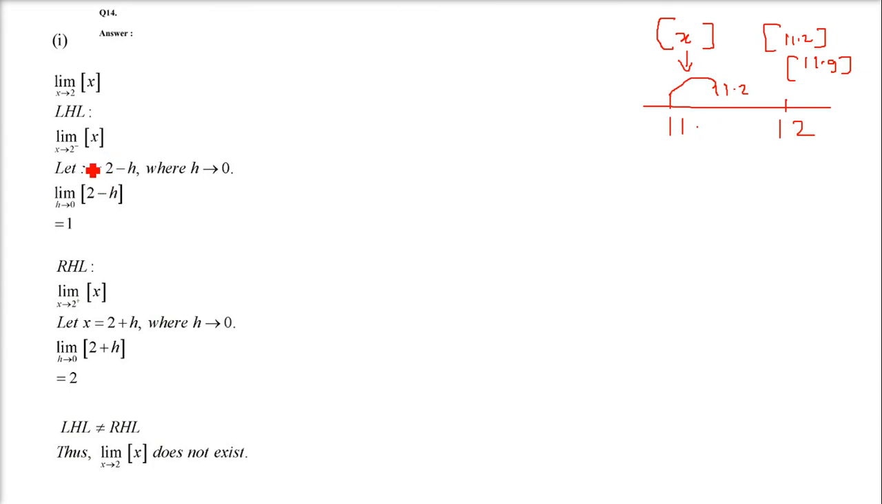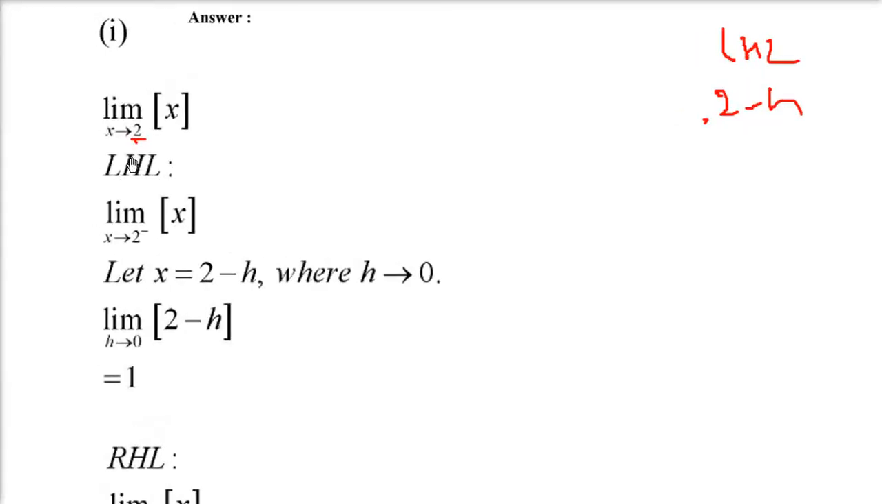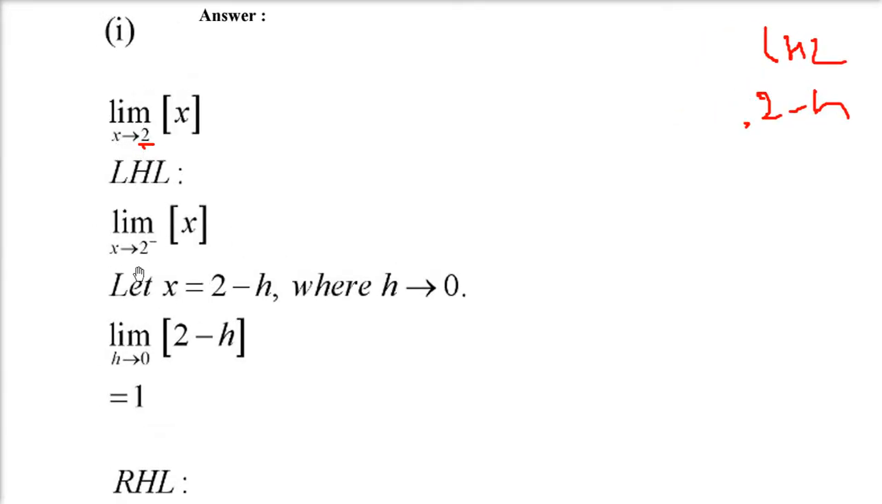Now let us go to the question here. We have limit x tends to 2 of the square bracket, that is the greatest integer function x. So we have the left hand limit, LHL, where x tends to 2 minus h, and on the right hand side we use 2 plus h. Now 2 is the critical point, x tends to 2. So first we put the left hand limit, x as 2 minus h. So when you put x as 2 minus h, what do we get?